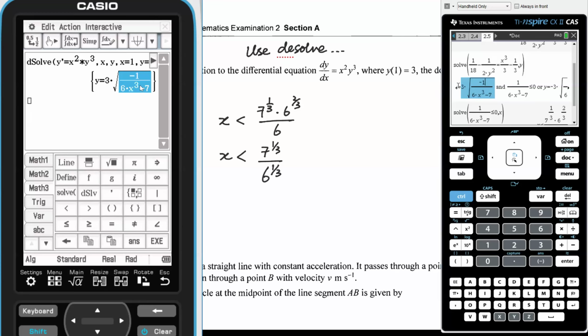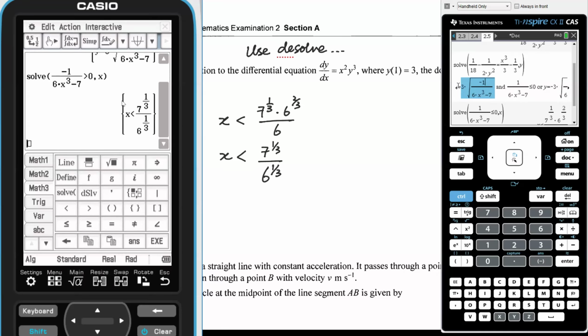And to make sure the square root is defined, I'm going to copy the whole square root and put that under the solve command. Make sure it's greater than 0. Why is that not greater than or equal to? Because you can't really get this whole thing equal to 0. And you'll be able to get the answer, okay? So it's the same sort of idea.